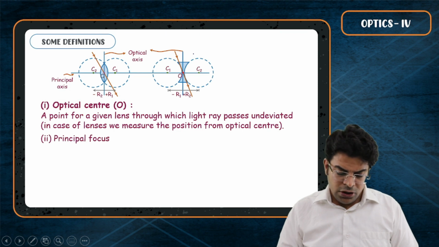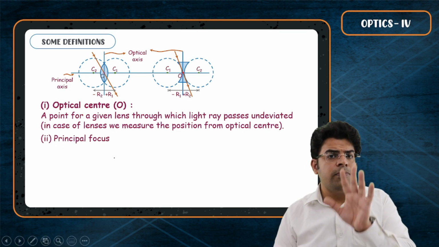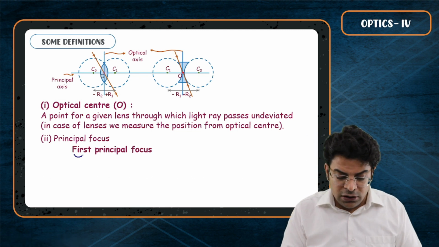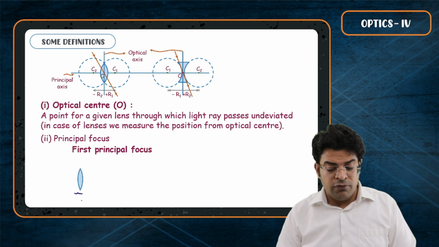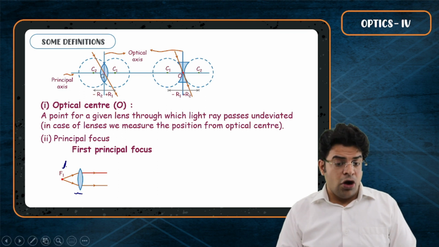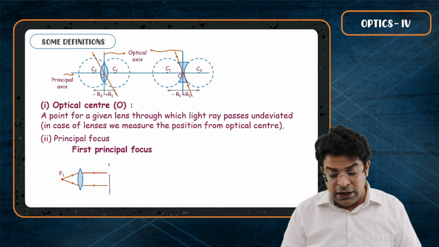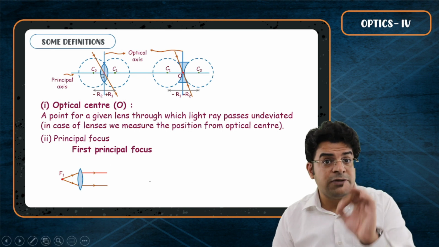Now, moving on, talking about principal focus. There are two principal foci and there are two different definitions for them. There is something called the first principal focus. Whether it is a convex lens or a concave lens, the place where an object should be placed so that the image is formed at infinity is called the first principal focus. What is the first principal focus?